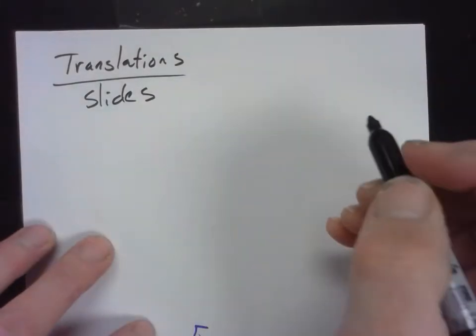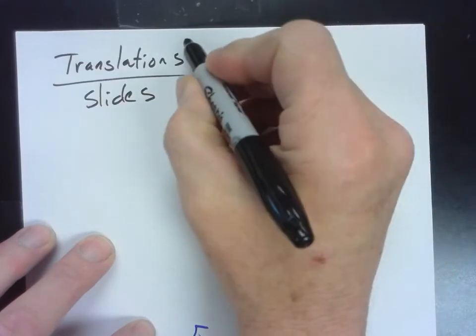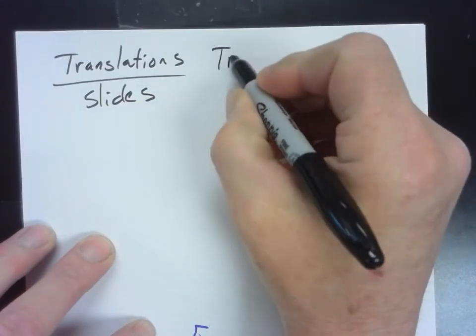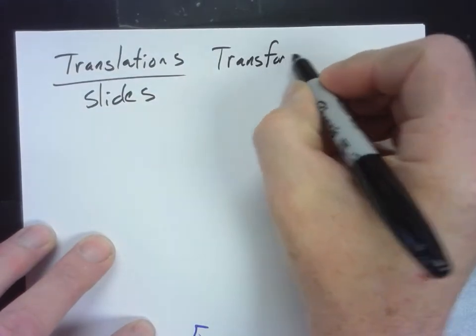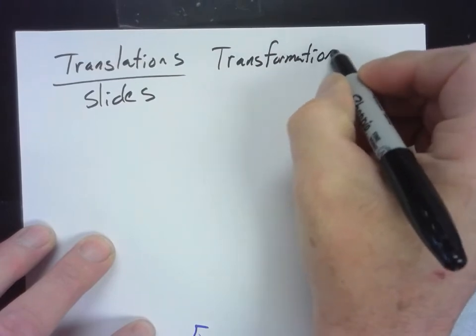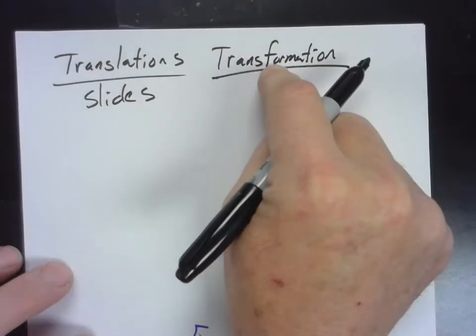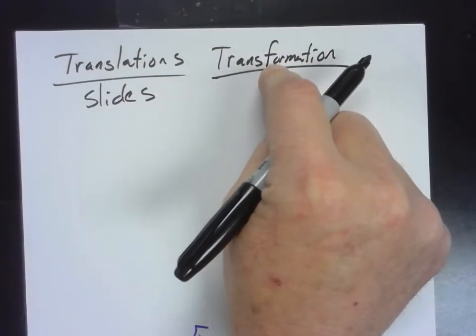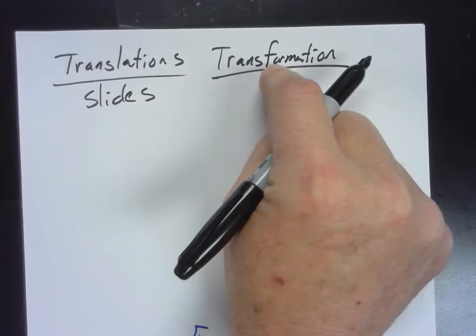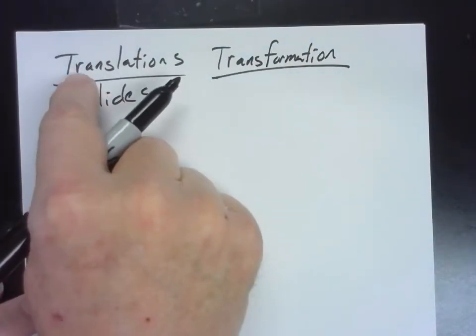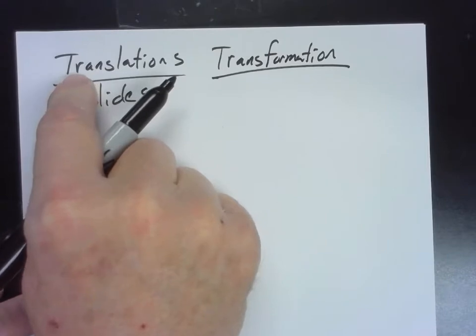Now, this word and this word, transformation, they get confusing. Transformation, that's everything. That's translation, rotation, reflection, dilation. That's all of them, okay? Translation is just a slide, okay?